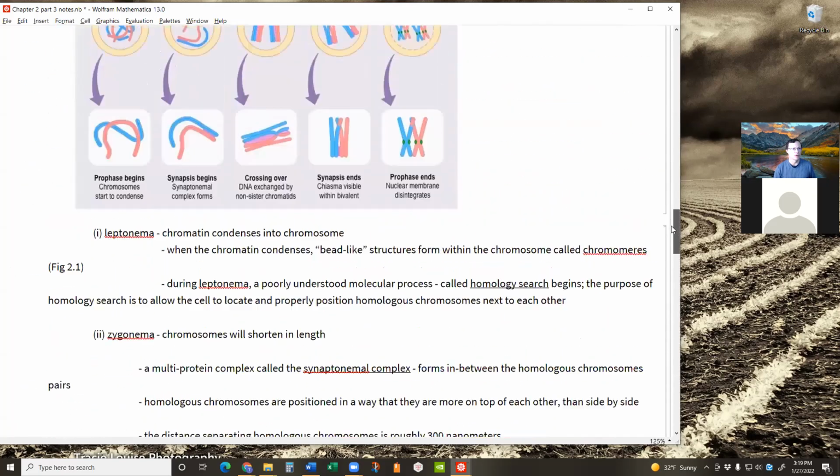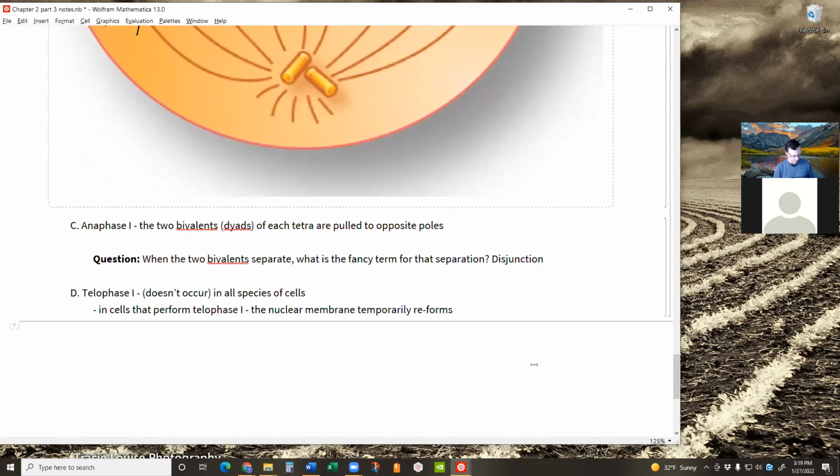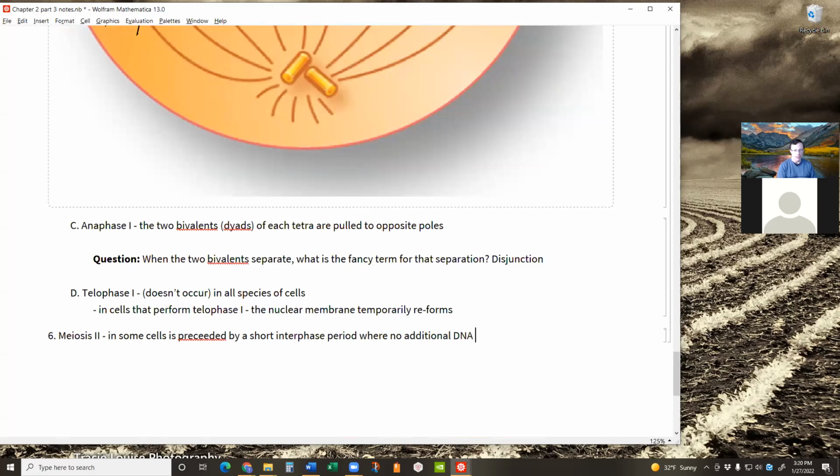All right, so I just want to try to keep my notes a little bit organized for you. Okay, so step 6 here. Meiosis 2 in some cells is preceded by a short interphase period where no additional DNA is copied. Okay, no additional DNA would be copied if there's a short interphase, because that would really throw things out of whack. Okay, so let's continue.